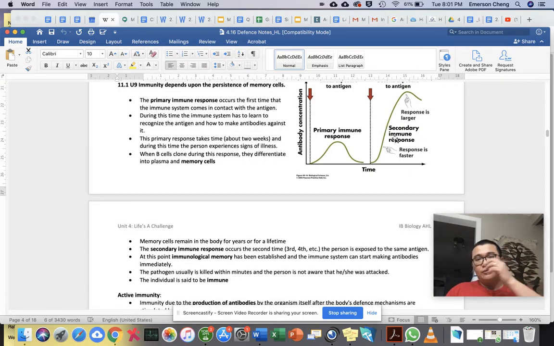Okay, so those who recovered will have memory cells in them. One of the big differences between memory cells and plasma cells is this: plasma cells usually die off in a few days. Memory cells stay in the body for a long time.